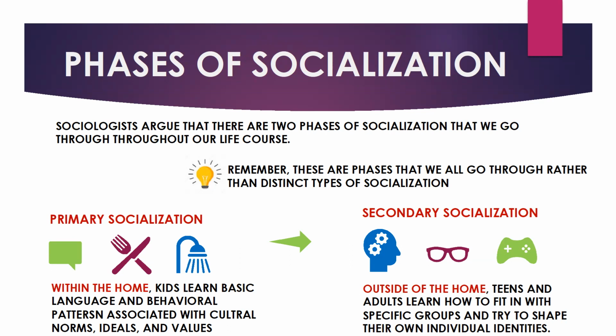Eventually we'll hit secondary socialization, and these are going to be the agents that exist outside of your primary home. So teens and adults learn how to fit in with specific groups and try to shape their own individual identities. This again can be peer groups, schools, you know, the government, once you start being exposed to mass media.